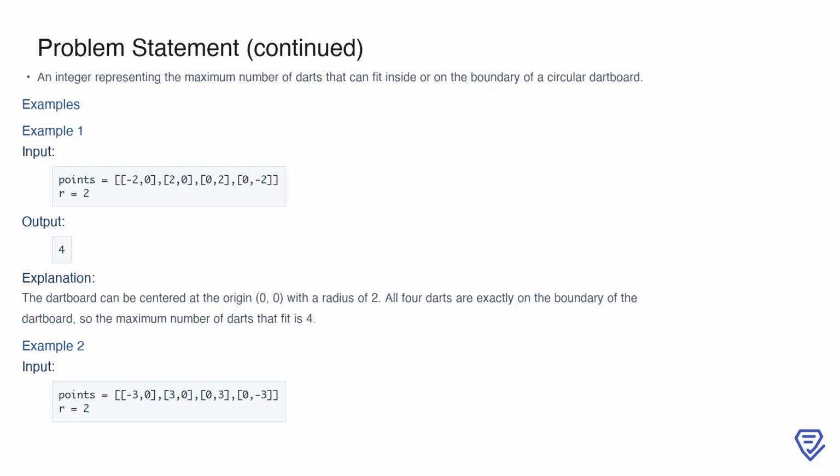Let's look at a few examples to clarify. In the first example, the given points are (2, 0), (-2, 0), (0, 2), and (0, -2), with a radius r equals 2. If we place the dartboard at the origin (0, 0), all 4 darts lie exactly on its boundary. Thus, the result is 4 since all 4 darts are included.